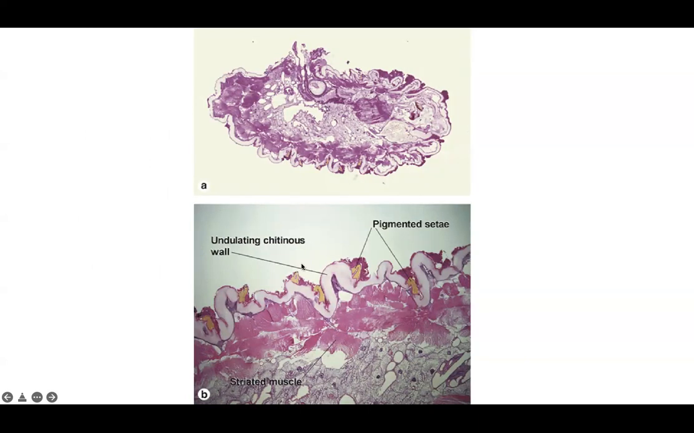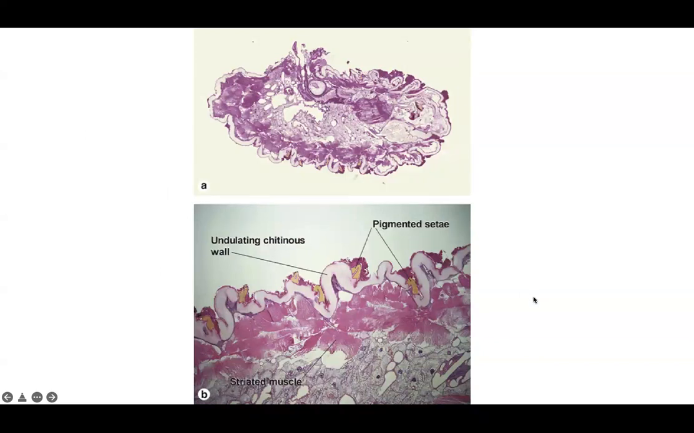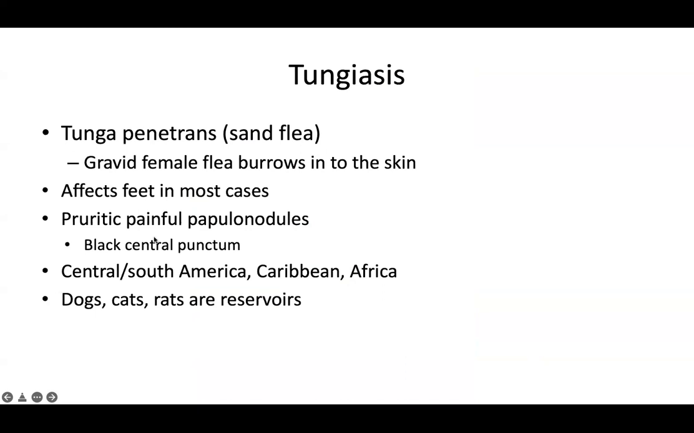So try to find many examples of myiasis. If you get that slide on the exam, you can make the diagnosis. Tungiasis is caused by Tunga penetrans, or the sand flea. It's a gravid female flea that burrows into the skin. It affects the feet in most cases, so you'll see these on acral skin.